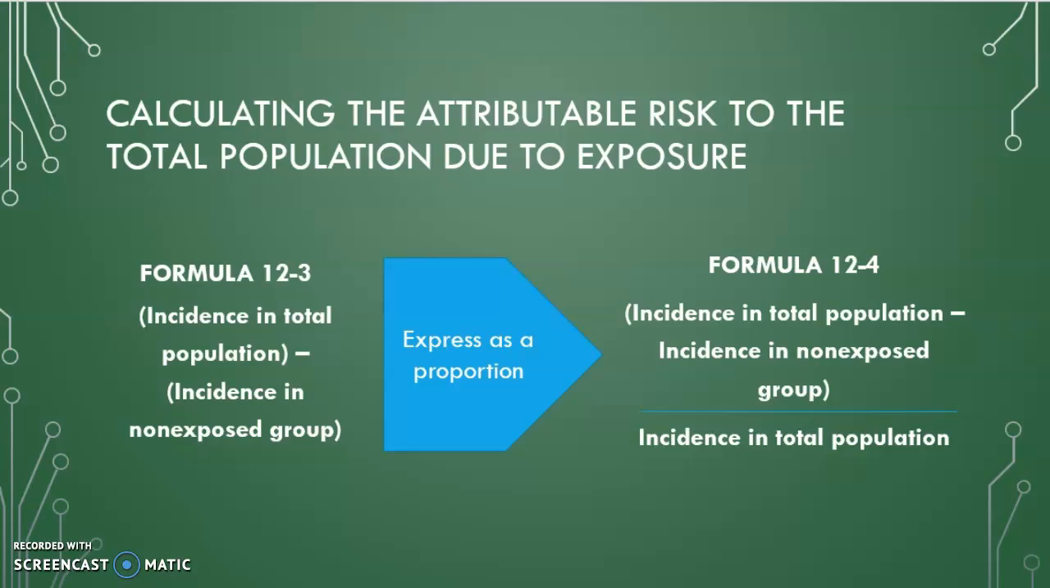And then again, in order to express this as a proportion, we would do incidence in total population subtracted by incidence in the non-exposed group, divided by the incidence in the total population. This can answer questions such as, what proportion of the disease in the total population can be attributed to the risk factor, or if the exposure were eliminated, what proportion of the incidence of the outcome in the total population would be able to be prevented.